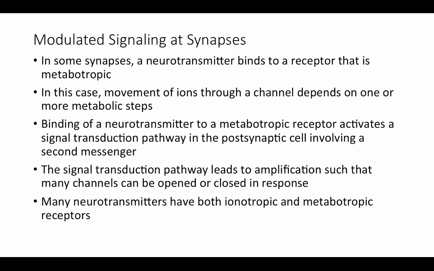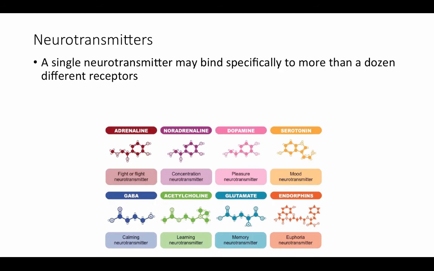So many neurotransmitters have both ionotropic receptors, the direct ligand-gated channels that open just in response to the binding of the ligand, and also metabotropic receptors that go through an amplification second messenger pathway, which allows a much larger response to a much smaller quantity of neurotransmitter. So let's briefly meet the different kinds of neurotransmitters that we commonly see in vertebrate nervous systems.